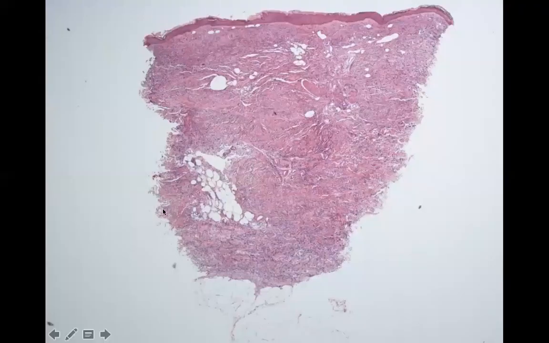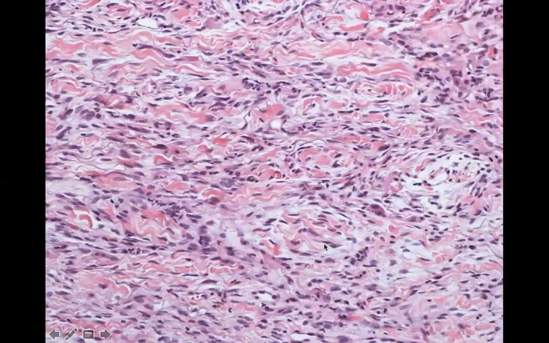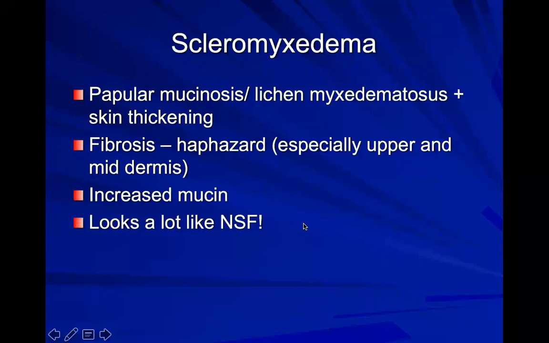Now, if the biopsy goes through and through like this, and certainly the clinical presentation is different, with woody hardening that starts distally and moves proximally, then it's more likely nephrogenic systemic fibrosis. Here's another example, it's very cellular, and all this space is where the mucin is packed in. Scleromyxedema, on the other hand, you may have that woody hardening, but a lot of times it's very papular. So you might see that involvement only in a section of the biopsy as opposed to through and through the whole biopsy. Again, you have fibrosis and then increased mucin.